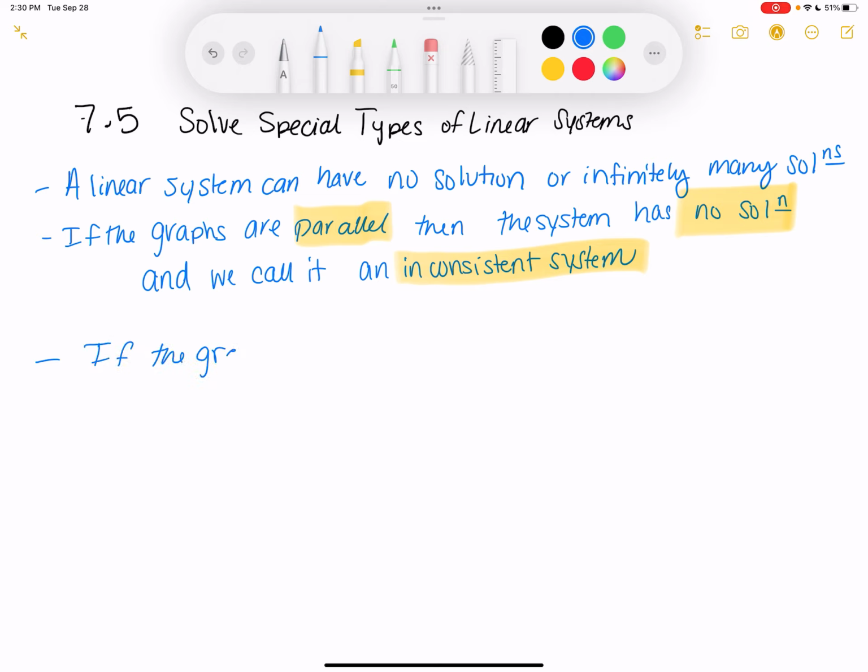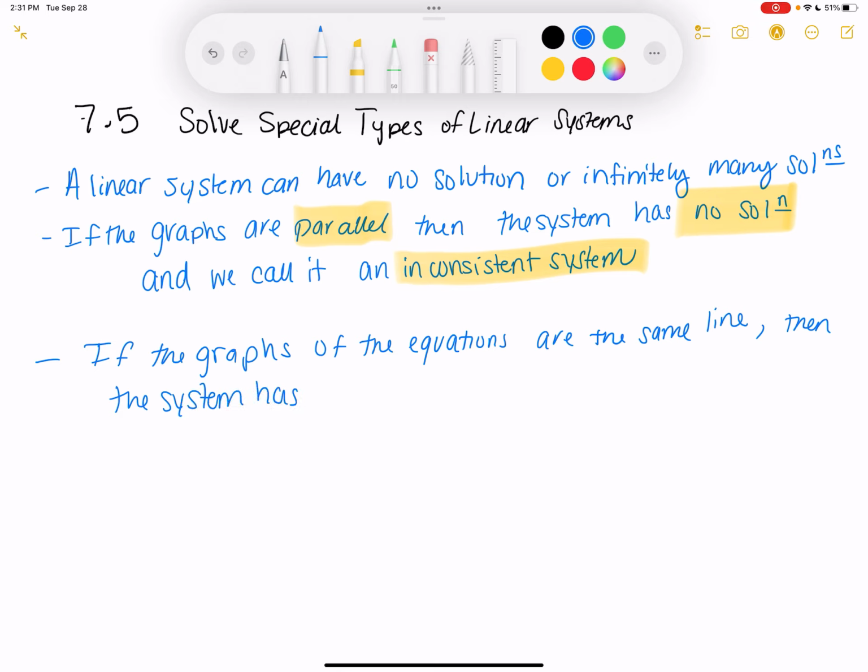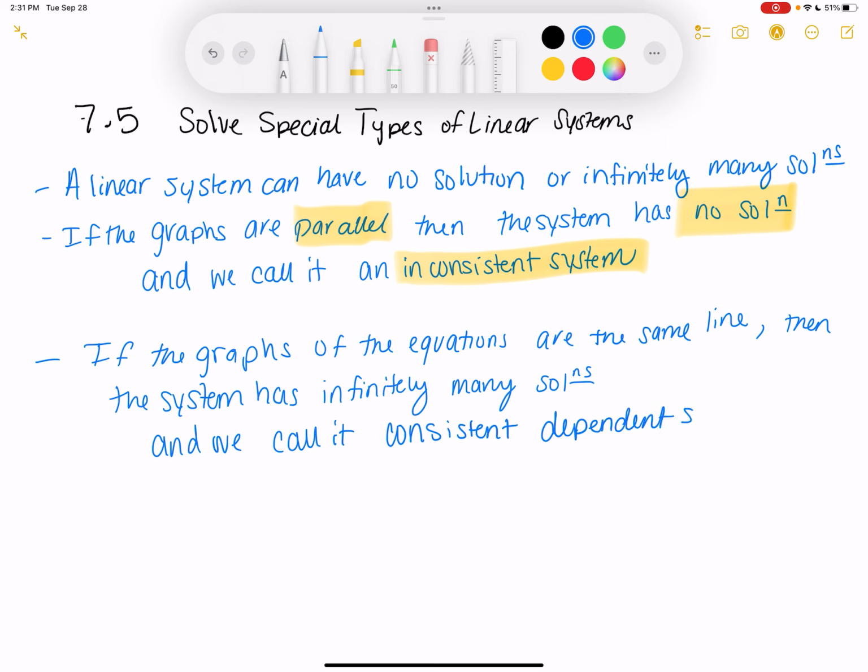If the graphs of the equations are the same line, then the system has infinitely many solutions, and we call it a consistent, dependent system.